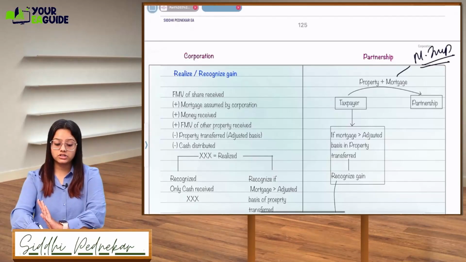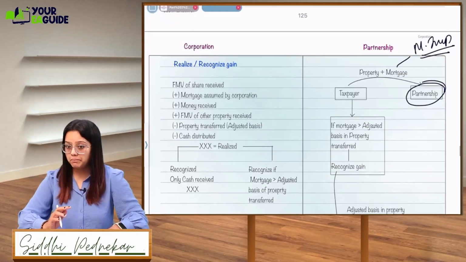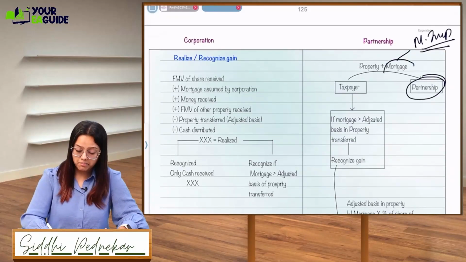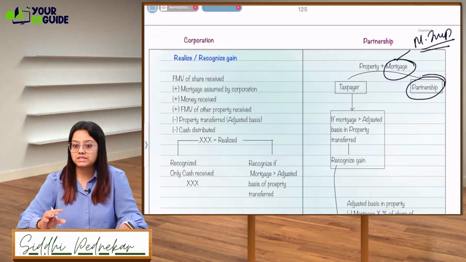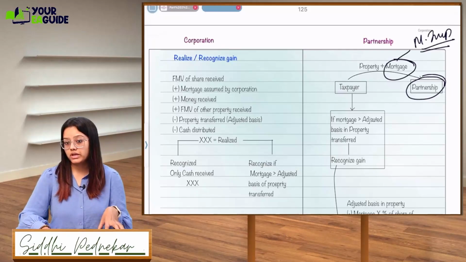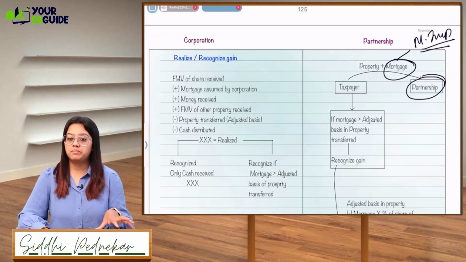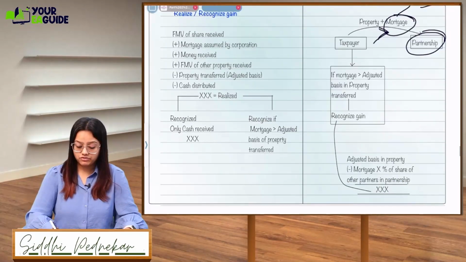So now the partnership firm will have to pay the remaining outstanding amount on that property. So what will happen? Compare the mortgage amount: if the mortgage is more than the adjusted basis in the property transfer, then you'll have to recognize the gain.